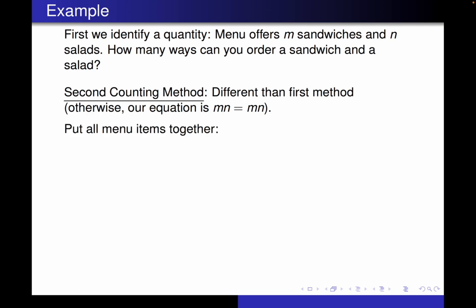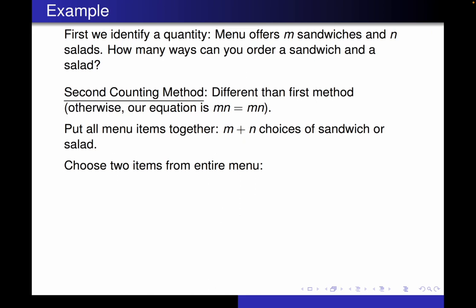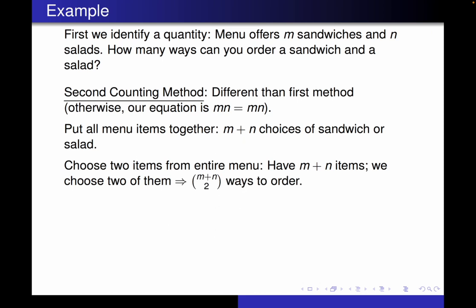Instead of just multiplying the number of sandwiches with the number of salads, we're going to put all the menu items together, the sandwiches and the salads, and combine them so we have M plus N choices for sandwiches or salad. Then we're looking for pairs, right? We're going to put them in pairs any way that we feel like. So we're going to choose two items from the entire menu. We don't care if they're sandwiches or salads. So we have M plus N items, we choose two of them, and there are M plus N choose two ways to order them.